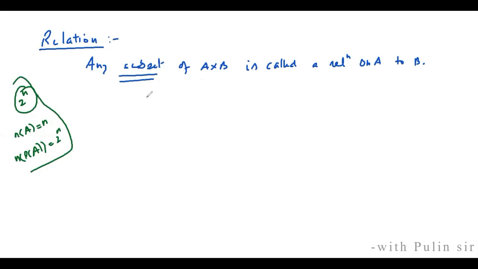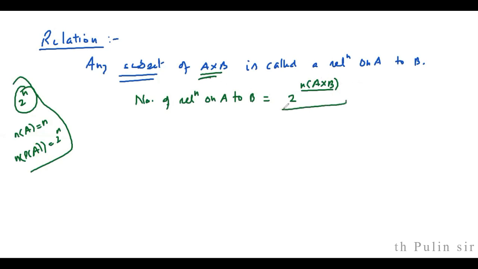So keeping this in mind, you can directly find that the number of relations from A to B will be simply 2 to the power n of A cross B, because A cross B will have these many elements. So it will have these many subsets, and that gives you the totality of the number of subsets. So these many subsets mean the number of relations will be that many.